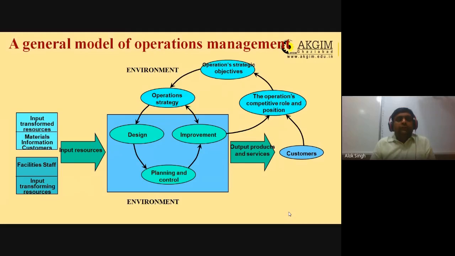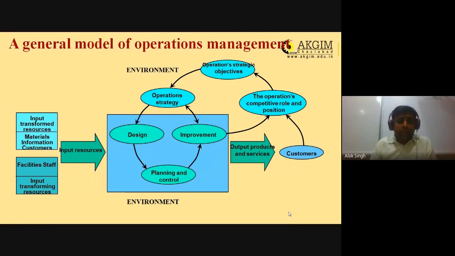Today I am going to discuss the topic general model of operations management. This model comprises three parts: input, process, and output. What is input? There are two types of input: input transformed resources and input transforming resources. And what is output? The output of operations management is product, either product or service or both.